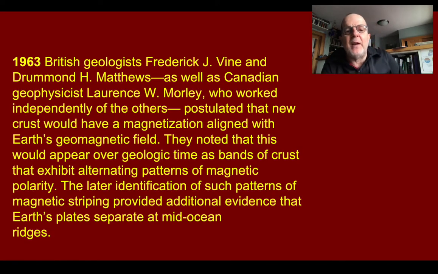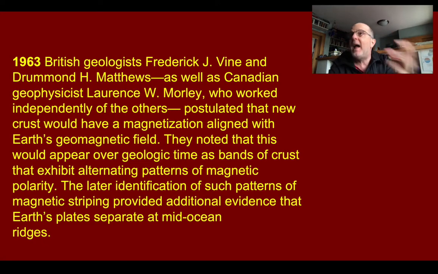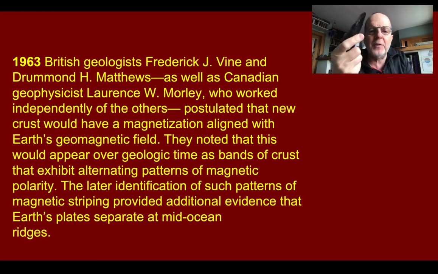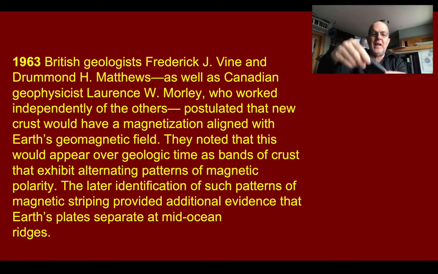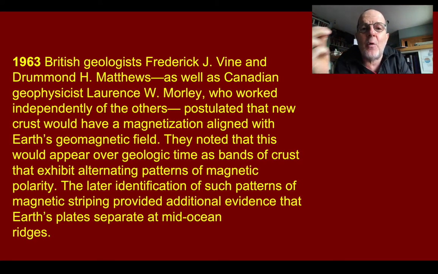In 1963, British geologists Frederick Vine and Drummond Matthews, as well as Canadian geophysicist Lawrence W. Morley, who worked independently of the others, postulated that new crust would have a magnetization aligned with the Earth's current geomagnetic field. That is, as rock formed, as a basalt formed. I moved all the rock away. As a basalt, this is obsidian, but we'll just say, let's say this came out as lava. When it freezes, it freezes with the geomagnetic orientation of that moment.